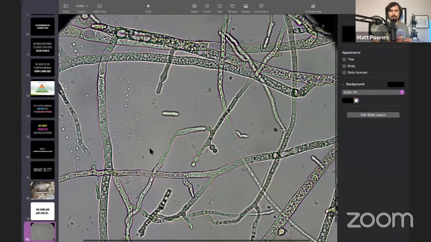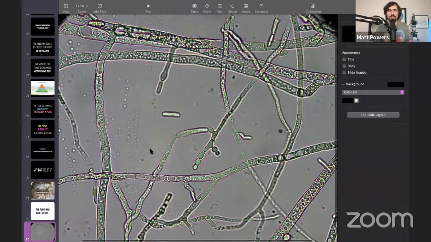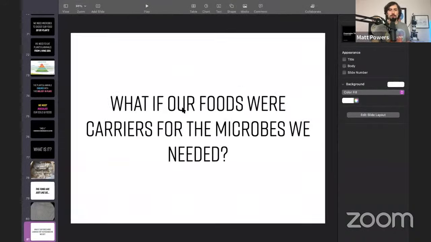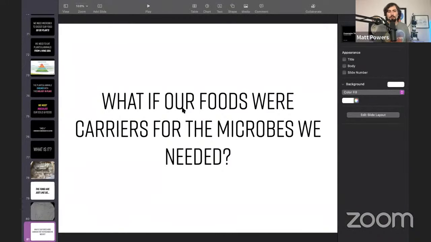And if they're full of bacteria, we know they're non-pathogenic because they've got everything they need. Let me zoom back out. So what if our foods were carriers for the microbes we needed? All that bacteria in there is most likely a good proportion indigenous microorganisms, and at least some portion of saprophyte and indigenous bacteria from the rice itself, like lactic acid bacteria, like lactobacillus, will be in there.